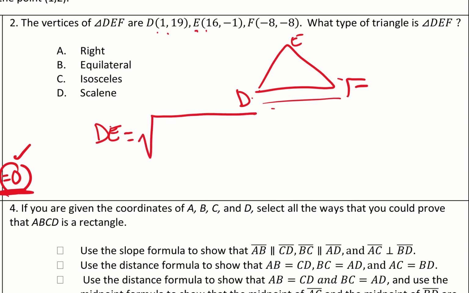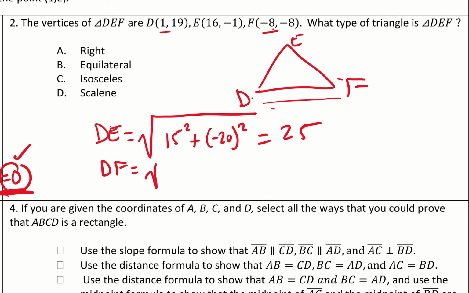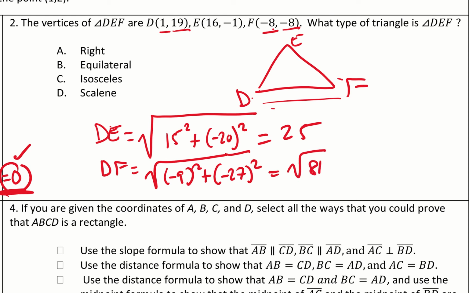So the distance formula, the square root of, subtract the x coordinates, 16 minus 1 is 15. Subtract these coordinates, negative 1 minus 19 is negative 20, and then squared. And there's my DE. When you do this, you actually get 25. Now for DF, subtract the x coordinates for D and F. So negative 8 minus 1 is negative 9. Square it. Negative 8 minus 19 is negative 27. Square it. You get the square root of 810.